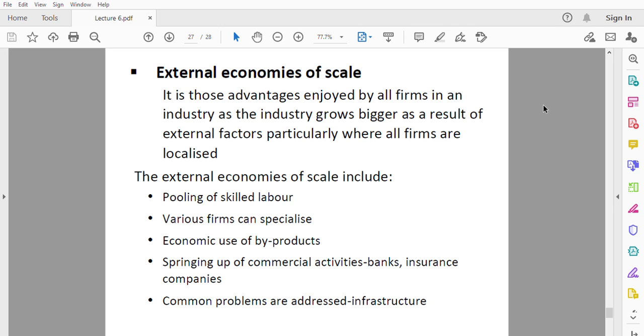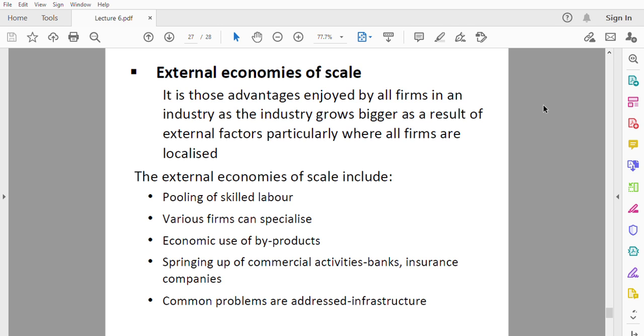And next is springing up of commercial activities. If you are in an industry, sometimes there isn't any need for you to go far to get a bank or insurance company, because they see that an industry has evolved at this place, they'll come and establish branches there, and that reduces your cost in a way.